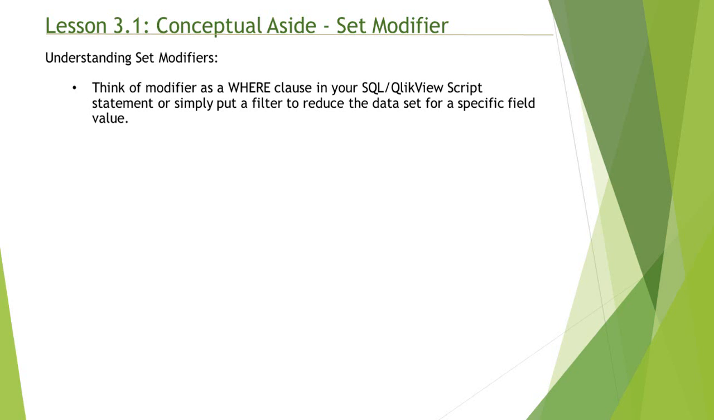The idea of Set Modifier is to reduce data set for a specific field value or an expression or a search string, and we'll look at various examples as we progress in this chapter. It will allow you to add, change, or remove selections. As you will see, Set Modifier has two sets, one on the left side of the equal sign and one on the right side of the equal sign. And we'll also understand why Set Modifier itself has sets as well. So for now, just understand that Set Modifier is akin to a where clause in your SQL statement, and it allows you to add, remove, or change user selections via a string or a numeric value or an expression.